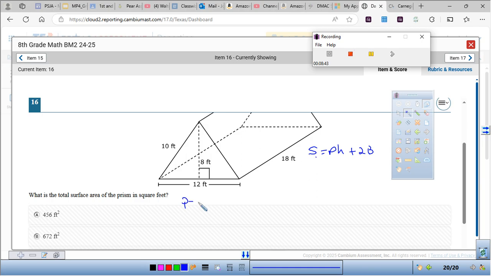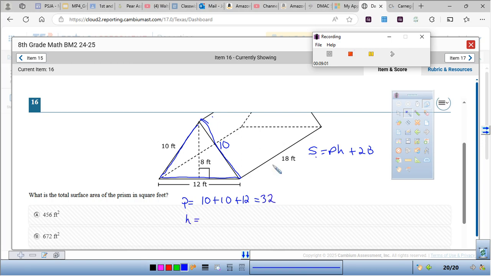Let's figure out what P is. P is going to be the perimeter of the base. Since it's a triangular prism, the base is the triangle. This is 10 over here. Okay. So perimeter would be adding up 10 plus 10 plus 12, 32.